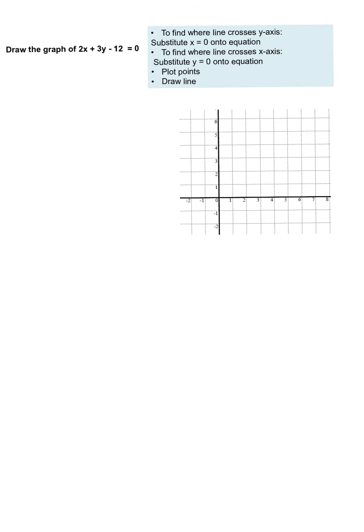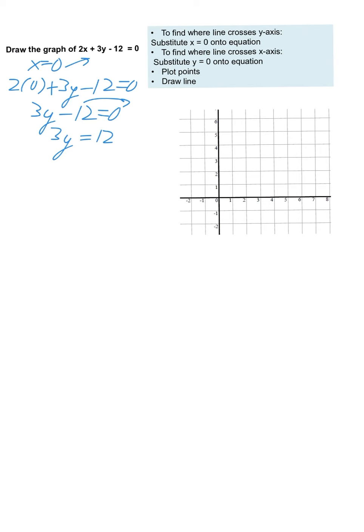Okay, let's have a look at another one. Here we have 2x plus 3y minus 12 equal to 0. Let's do the same method. We're going to find first where it crosses the y-axis. To do that, let's sub x equal to 0 into the equation. So 2 times 0 plus 3y minus 12 equal to 0. 2 times 0 is 0, so we have 3y minus 12 equal to 0. Bring the 12 across, so 3y equals 12. So y equals 12 over 3, so y equals 4. That coordinate is (0, 4).